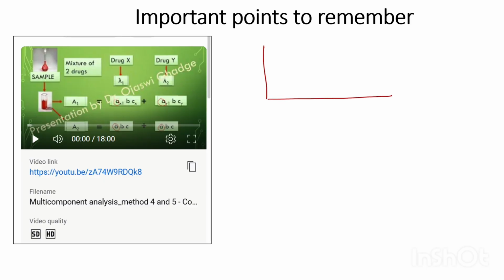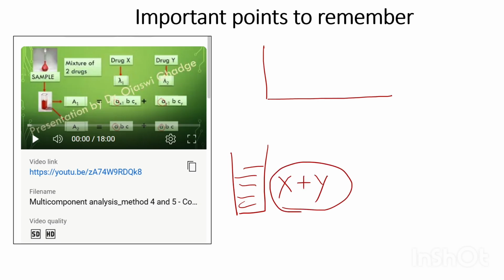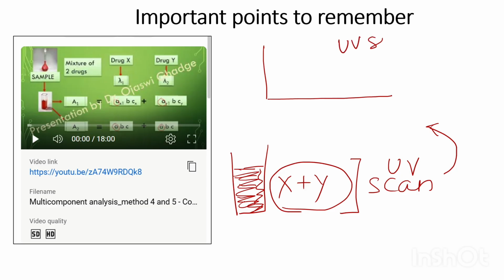This simultaneous equation method we follow for a sample in which there are two drugs. This sample is a mixture of two drugs. So what is the problem with a sample having two drugs? Is it a problem? No. Having two drugs in a formulation is not a problem. The problem is when I scan this solution in UV. A UV scan gives me a UV spectrum, which is wavelength in nanometers versus absorbance.